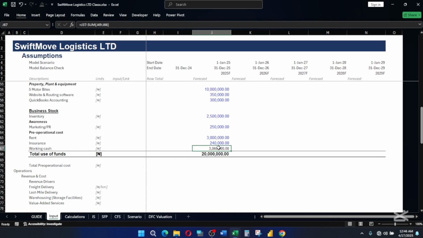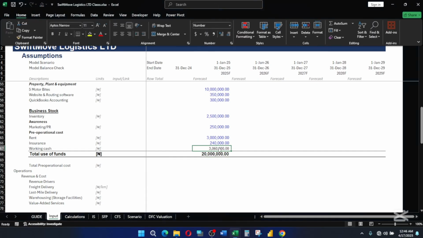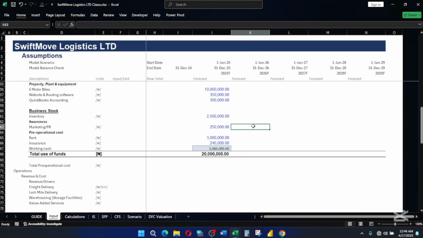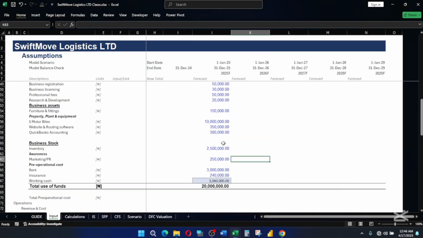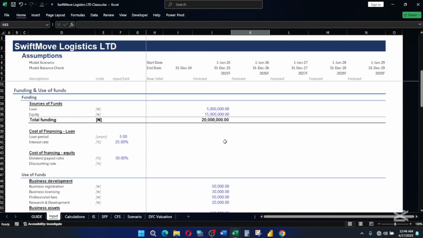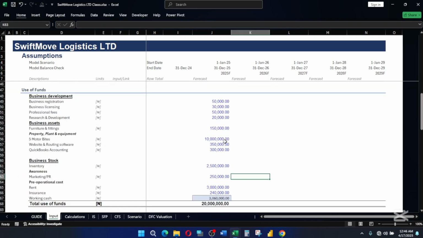So this working capital, since it's a calculation, I can just decide to apply the calculation style. I think we have it. This is our calculation style. Now this is just it. So you can see how our model is coming into place. If you're able to build your model in this order, it becomes very easy for you.